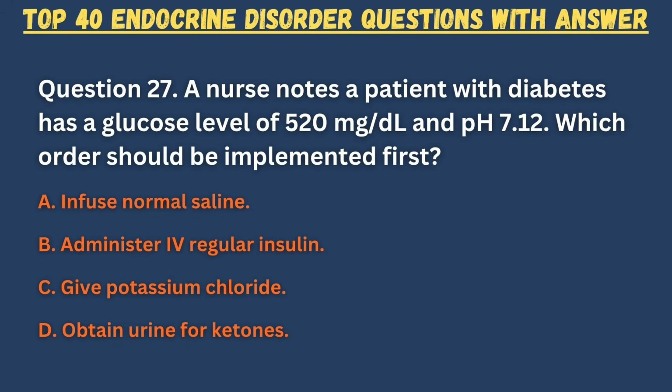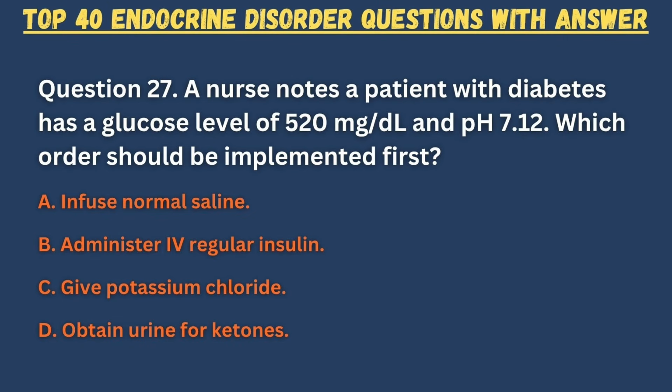Question 27. A nurse notes a patient with diabetes has a glucose level of 520 milligrams per deciliter and pH 7.12. Which order should be implemented first? A. Infuse normal saline.